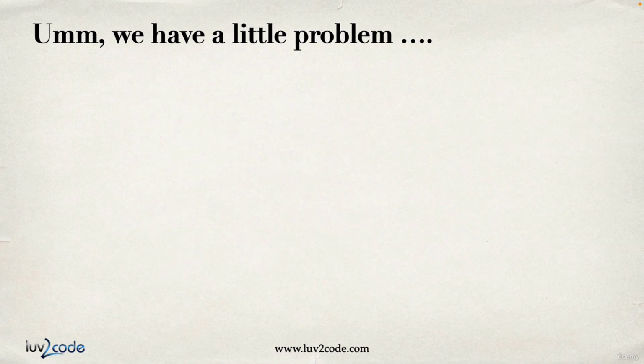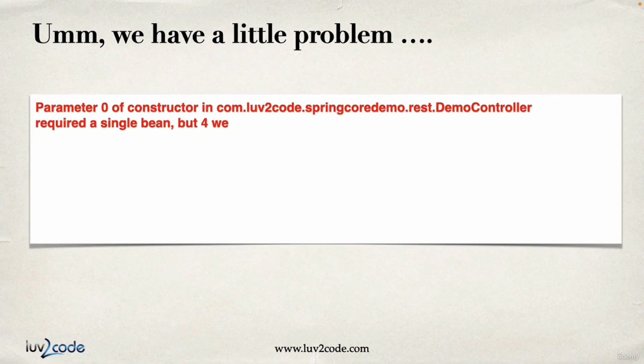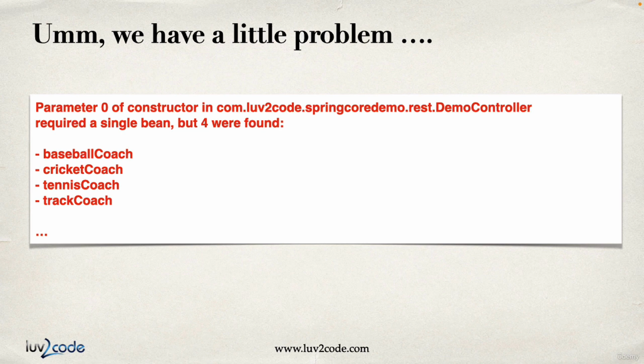Well, we have a little problem. This is the error message that you'll actually encounter when you run your application. Spring will say there's a parameter 0 of the constructor in the controller, required a single bean, but 4 were found. Okay, so I need a coach, but there's too many of them out here. And at this point, Spring will not start up. The application will not start because there's too much ambiguity. Spring can't figure out which one you want.